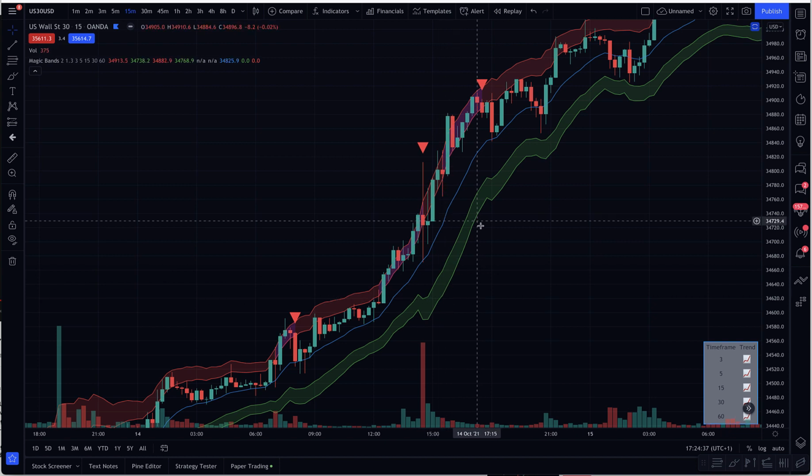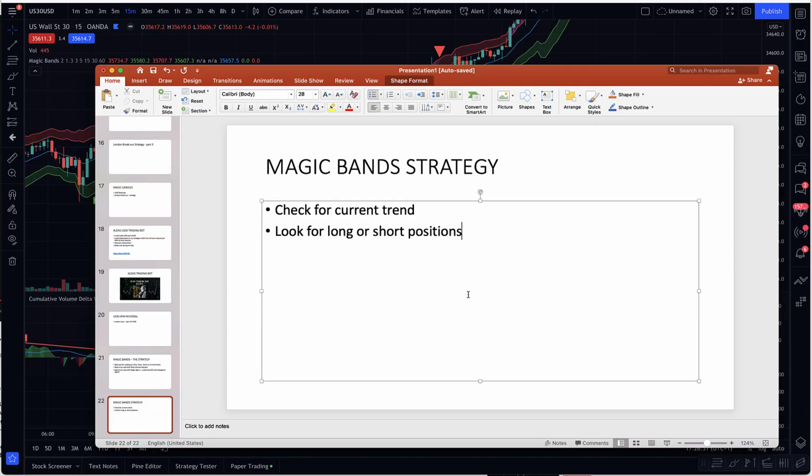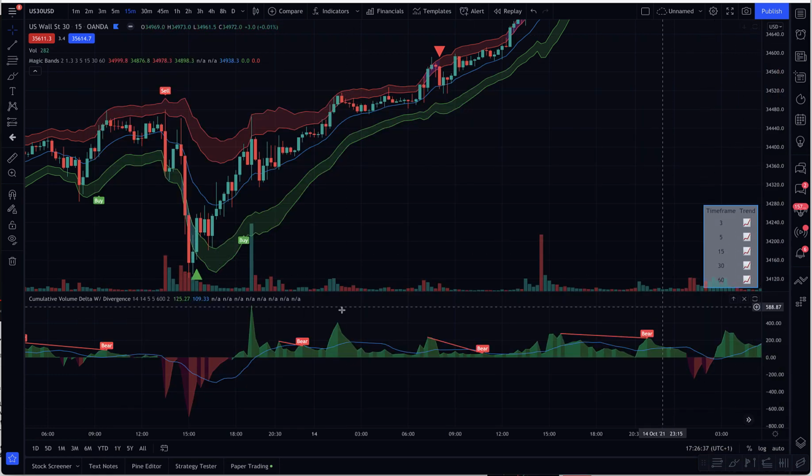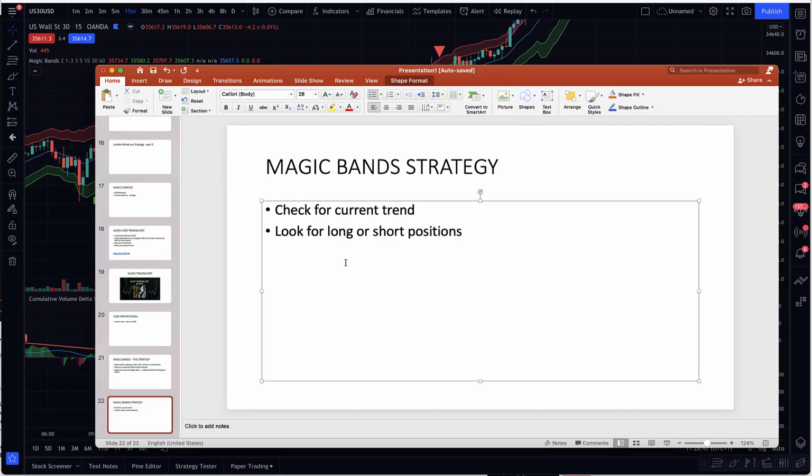And let me just explain to you a very simple strategy that you can use on different time frames. Okay, magic bands strategy. First of all, we have to check what the current trend is. In this case, we can see the current trend is an uptrend, on all the time frames. The next thing we have to decide is: are we going to look for long positions or short? Because we are in an uptrend, we will be looking for long positions.